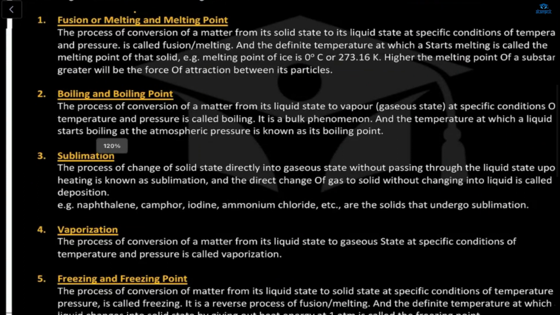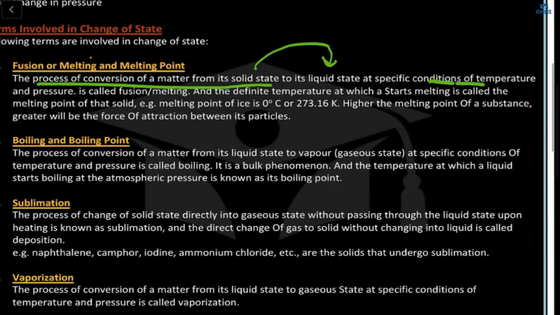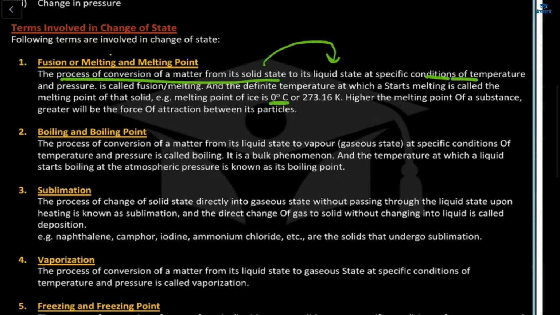And now we will go through this. What is fusion? Fusion means the process of conversion of matter from solid to liquid at a specific condition of temperature. That's the fusion point or melting point. The melting point of ice is 0 degrees, and the boiling point of water is 100 degrees. Boiling point: the process of conversion of matter from its liquid state to vapor. The boiling point of water is 100 degrees Celsius. After 100 degrees, it starts boiling.